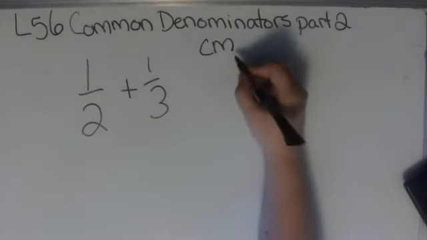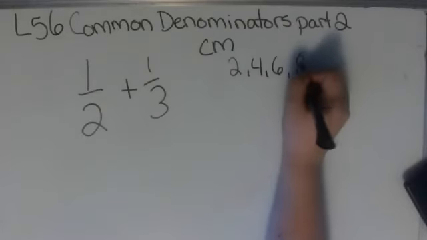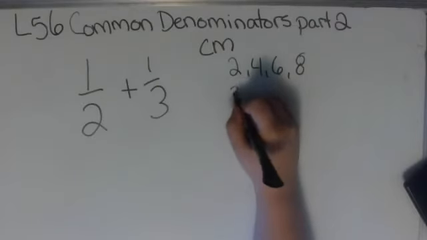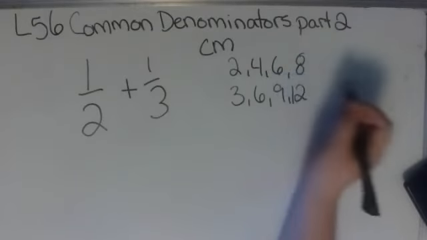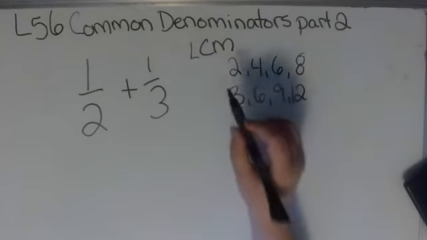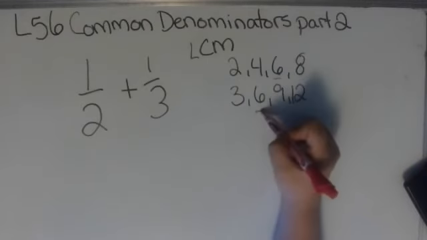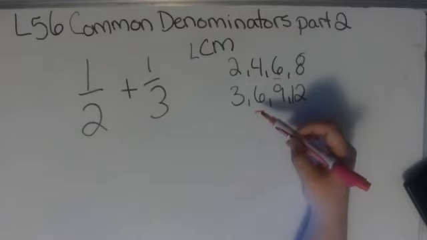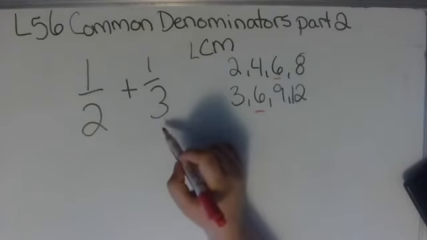So for example, if I go through the 2's column, 2, 4, 6, 8, and let's stop there. Multiples for 3's are 3, 6, 9, 12, stop there. I want the lowest common multiple. Okay, so the lowest common multiple 2 and 3 have in common is 6. They both have 6 as a multiple or an answer when you're doing your times tables. So I want to change both of these to a denominator of 6.